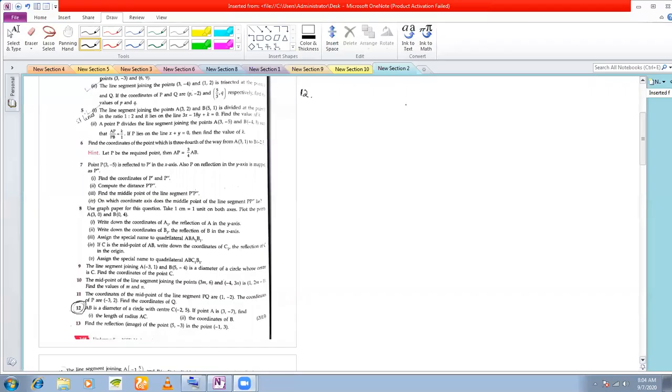For number 12, we'll draw the diagram first. This is your circle whose center is given to you. So this is your center. Let us call the center C. The question says center is C. Those coordinates are minus 2, 5.